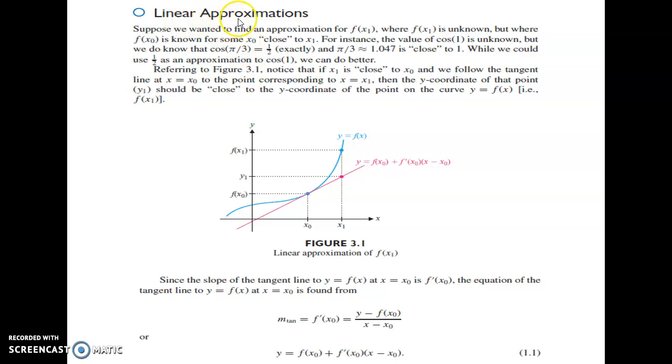Let's start with linear approximation. You are given x naught, then we can always find the equation of the tangent at x naught, whose equation is given by this formula. So this is the linear approximation for finding f of x1, where x1 is close to x naught, and x naught, f of x naught is given.